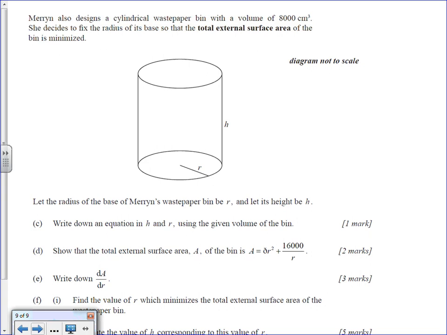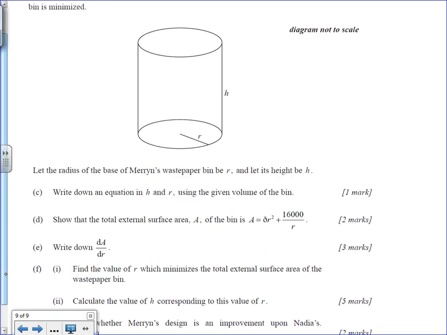Let the radius of the base be r and the height be h. We're going to write down an equation in h and r using the given volume of the bin. All this means is 8,000 equals pi r squared h. Okay, it's just a 1-mark question. Pretty sure everybody would get that one right. 8,000 equals pi r squared h. They're having me set that up because we want to use it going forward.